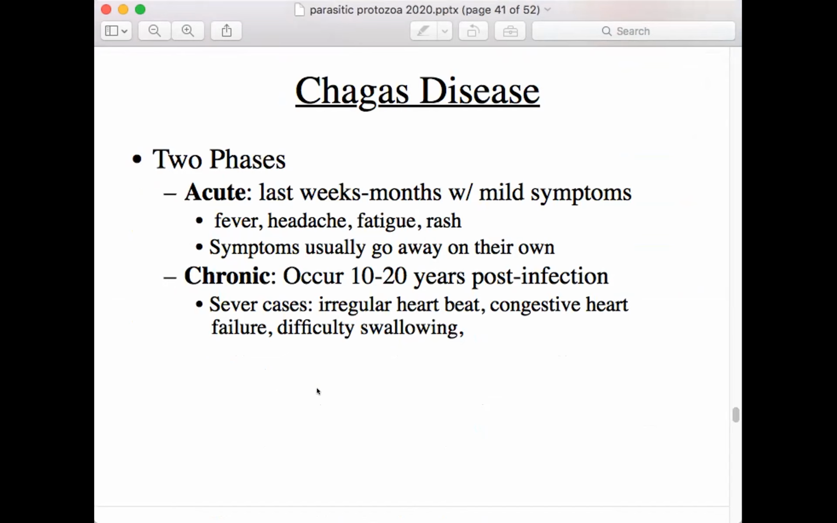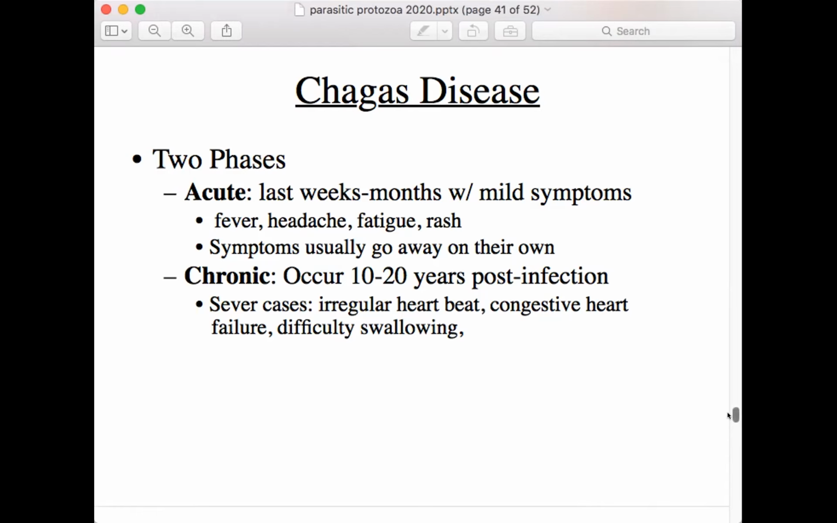So, two phases of Chagas disease. We can have an acute disease that lasts a few weeks, maybe a few months, with some relatively mild symptoms: fever, headache, fatigue, rash. Symptoms typically go away on their own. However, you can also manifest a chronic illness that can occur over a 10 to 20 year period post-infection. And these will manifest with some very serious clinical symptoms: irregular heartbeat, congestive heart failure, difficulty swallowing. Very serious chronic disease.